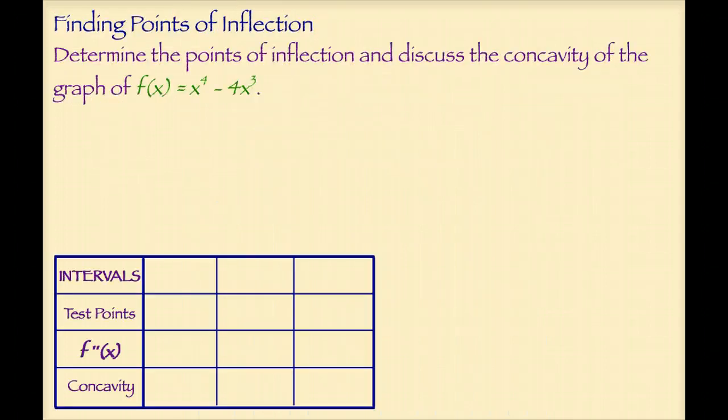Let's determine the points of inflection and discuss the concavity of the graph of f of x equals x to the fourth minus 4x cubed. We will need, of course, the first and second derivative, so let's take the first derivative.